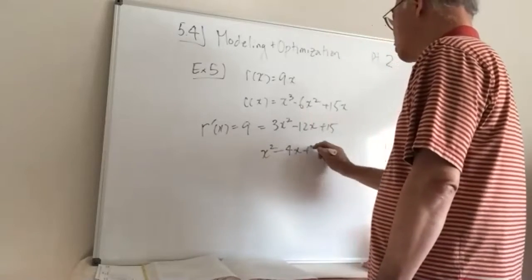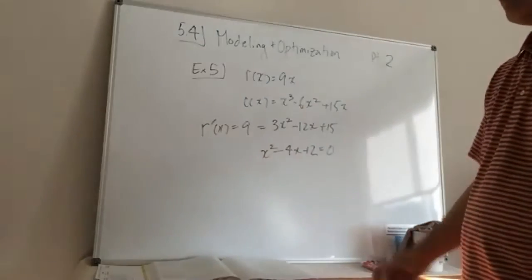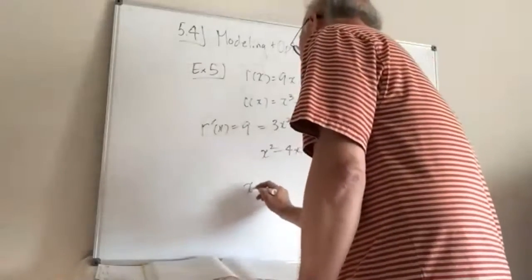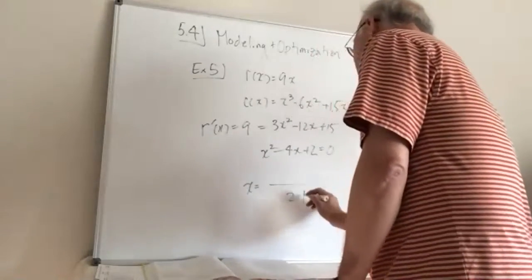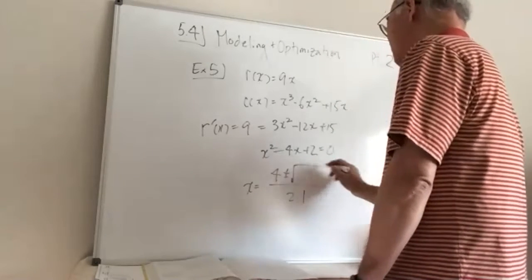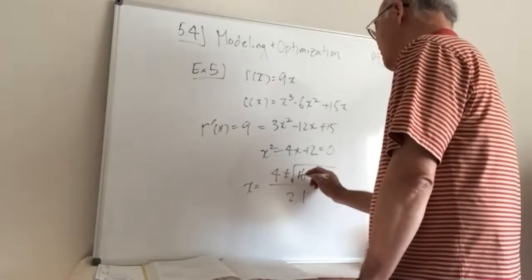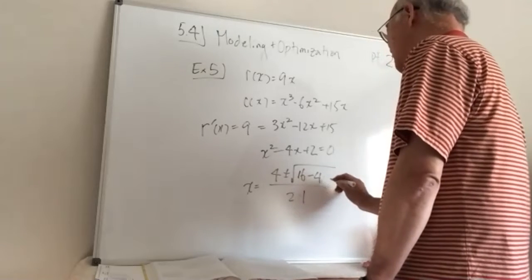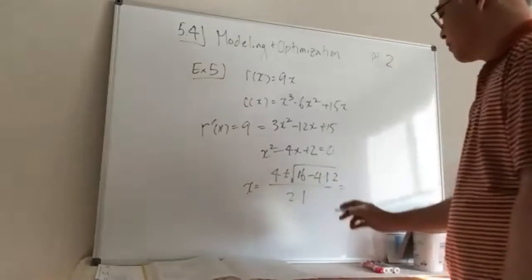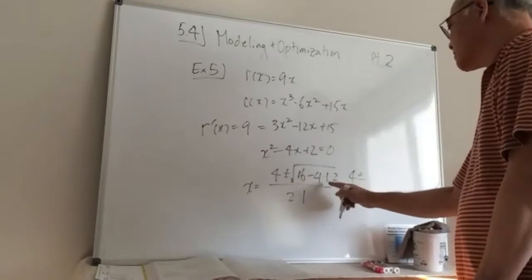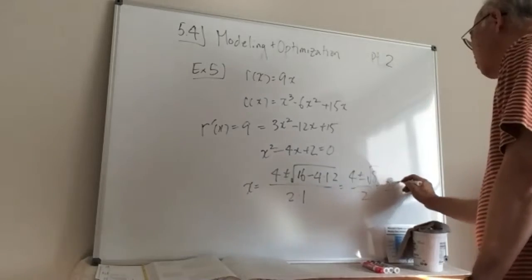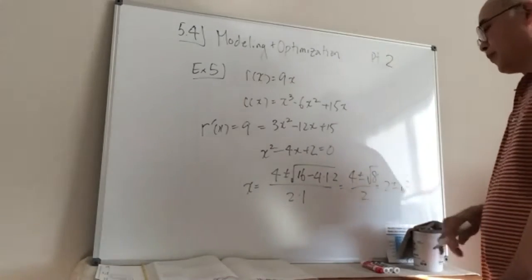And I'm going to get 2. Obviously, this does not factor out. So I'm going to get that x is going to be equal to 2 times a, minus b plus or minus square root of b squared minus 4 times a times c. So I'm going to get 4 plus or minus, this is 8, so the square root of 8, divided by 2. 2 plus or minus square root of 2.